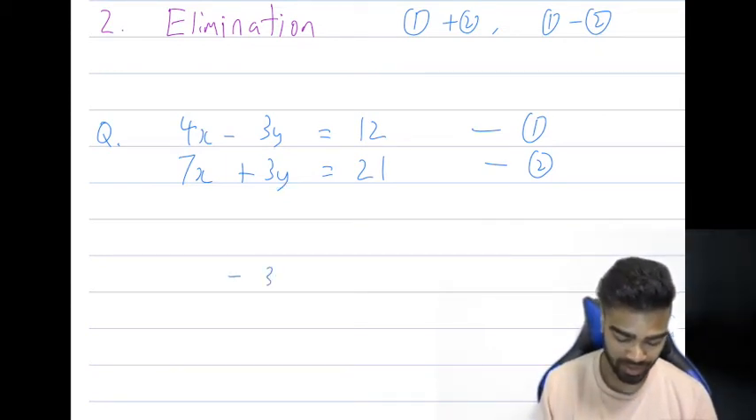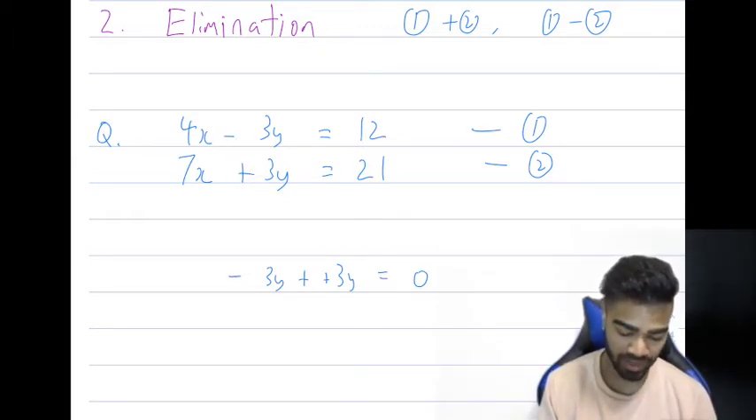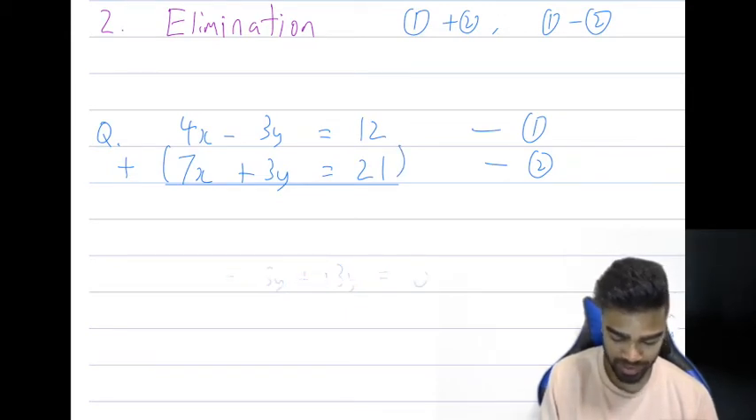I know that if I do negative 3y plus a positive 3y, that will equal 0, so they'll cancel out, right? So pretty much if the signs are different, you need to add, okay? So let's do it. What I'm going to do is take this whole equation and add both the equations together like so.